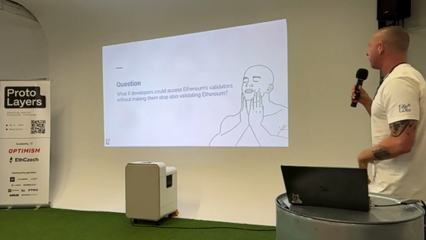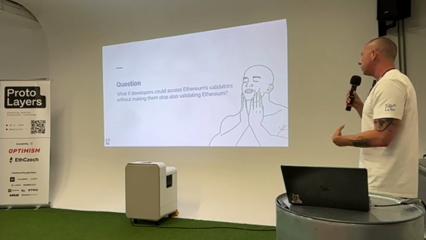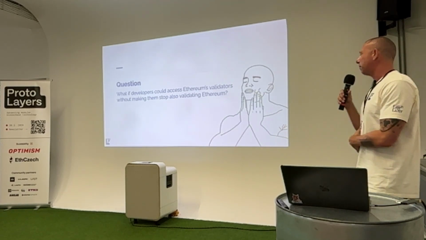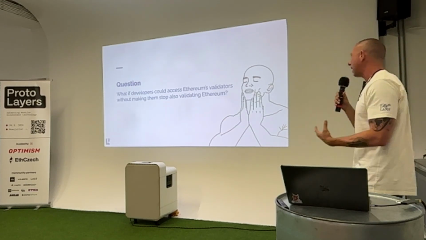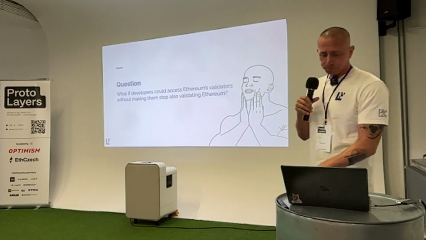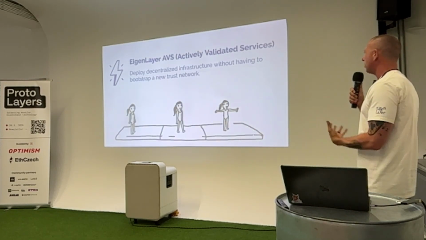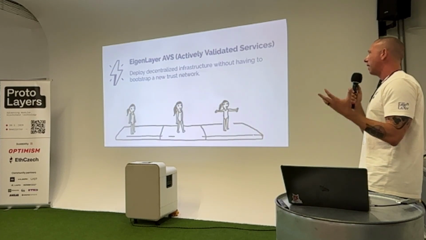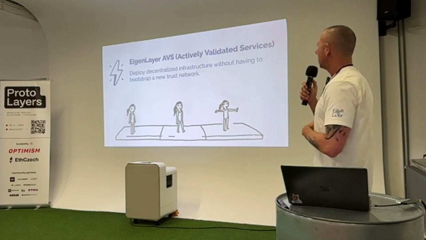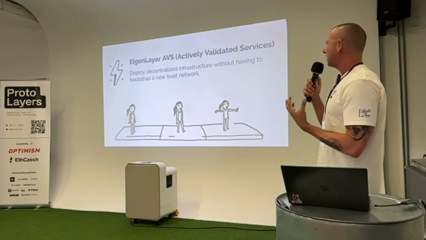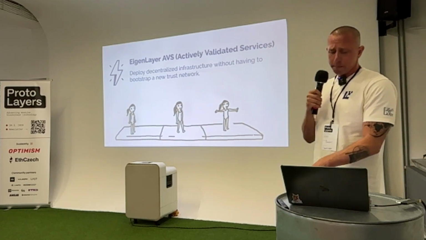So the question is, what if developers could access Ethereum's validators? Or let's just say, what if developers could access billions of dollars of economic stake to secure their networks? And these are arbitrary networks. The general idea is that that's what EigenLayer enables. It's like these AVSs, which are actively validated services. You can basically deploy decentralized infrastructure without having to bootstrap your own trust network.